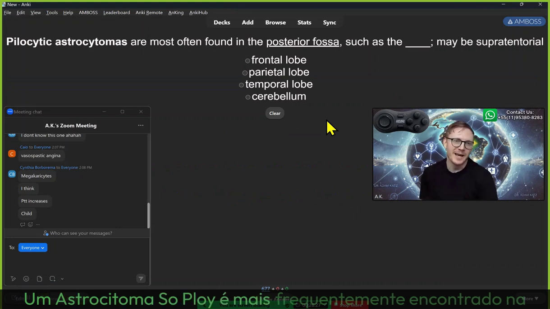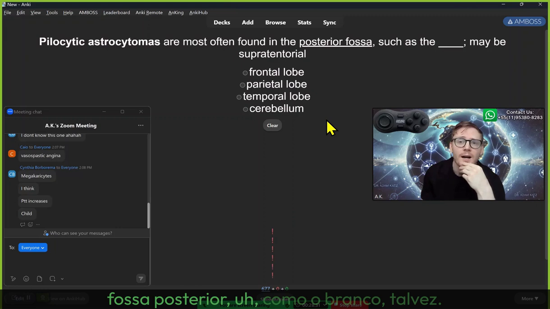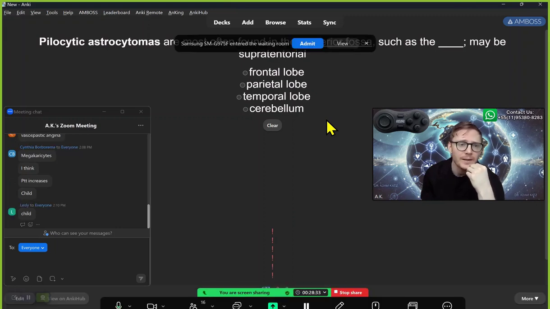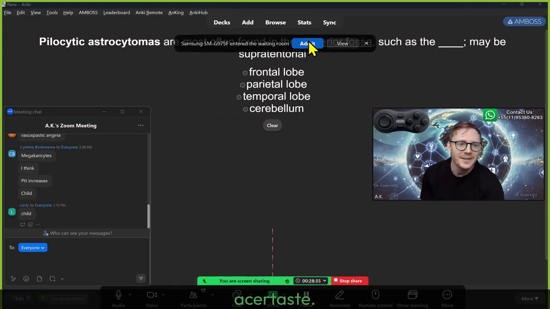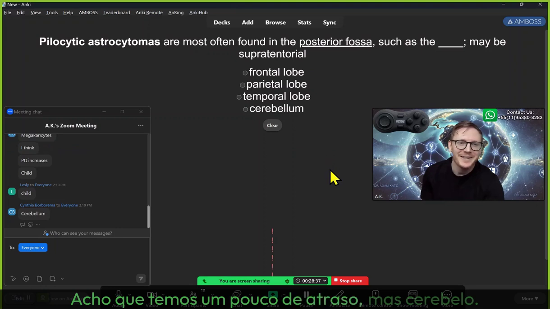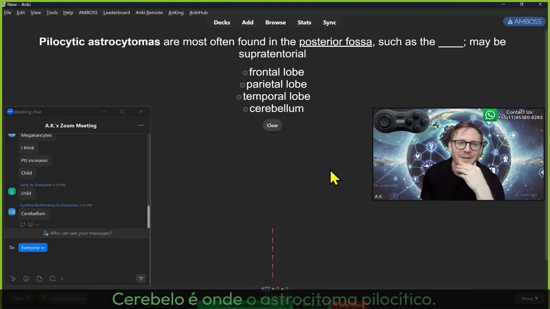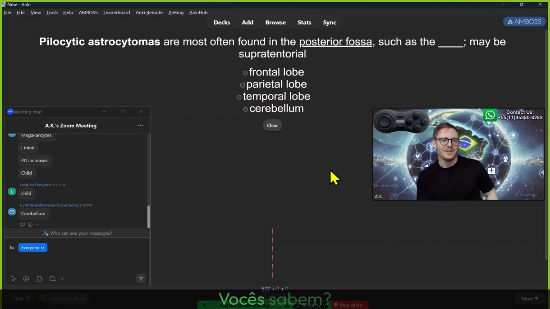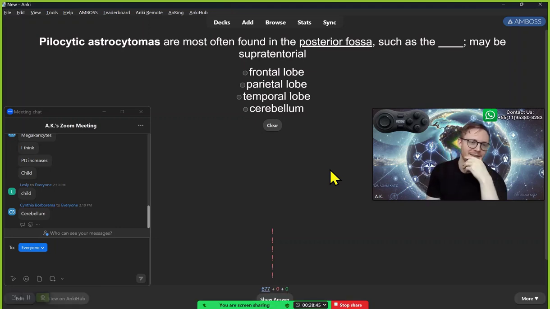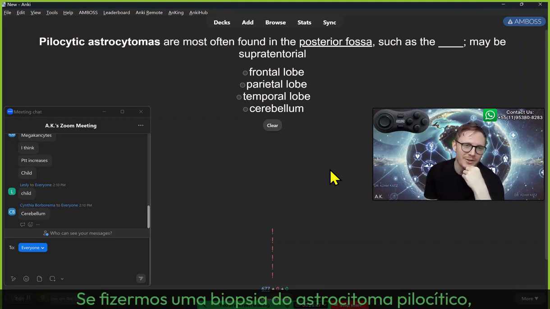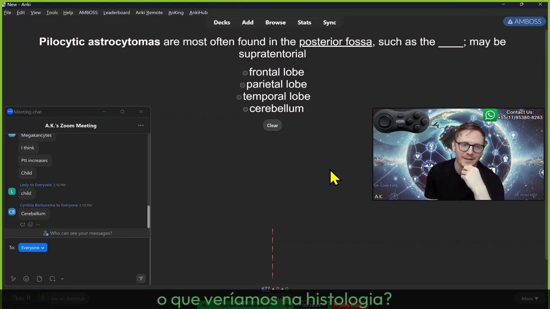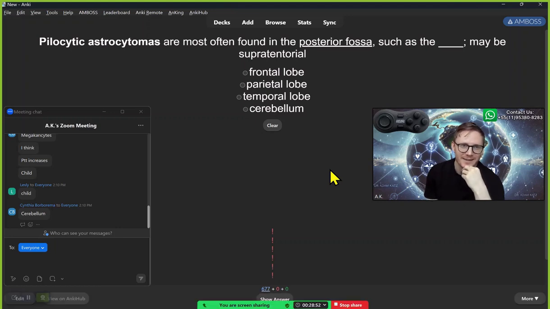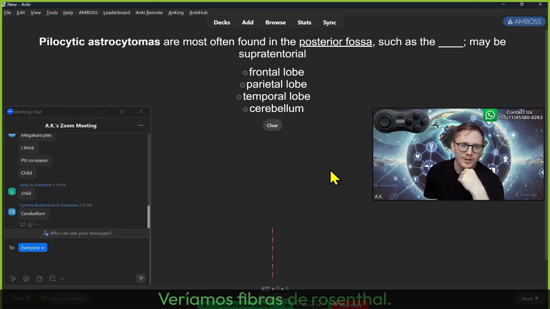Pilocytic astrocytomas are most often found in the posterior fossa, such as the blank. Leslie, you got it. I think we have a little bit of delay, but cerebellum. All right. Cerebellum is where the pilocytic astrocytoma is. That's absolutely right. What will you see on biopsy? Do you guys know? If we biopsy the pilocytic astrocytoma, what would we see on histology? It's an eponymous name. We would see Rosenthal fibers.